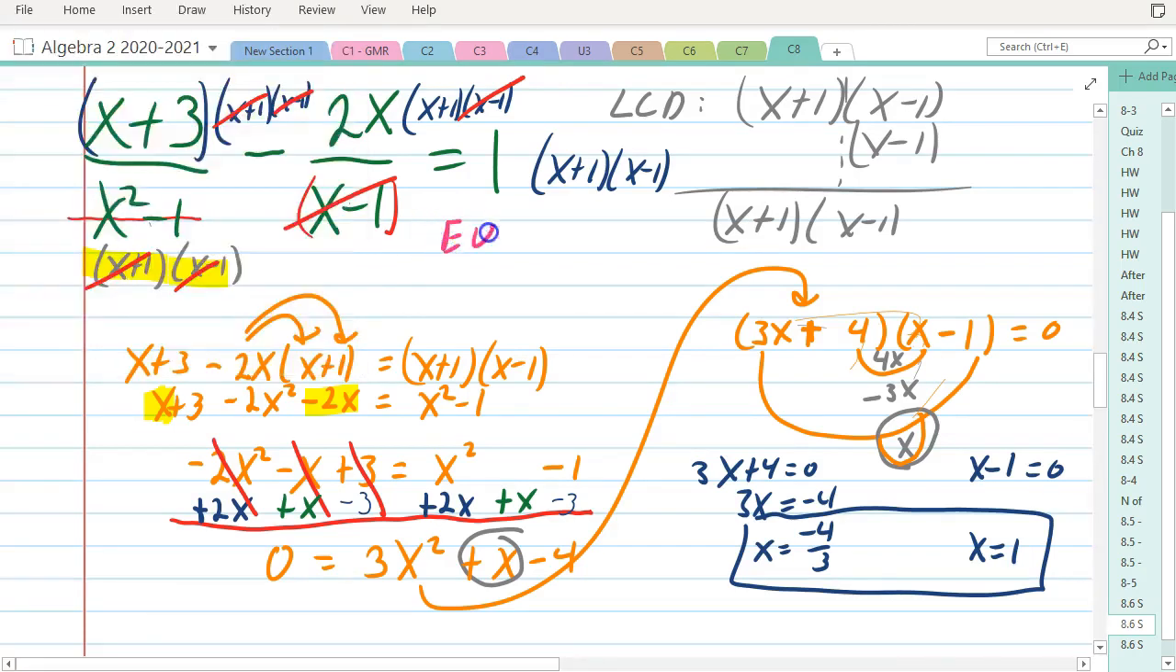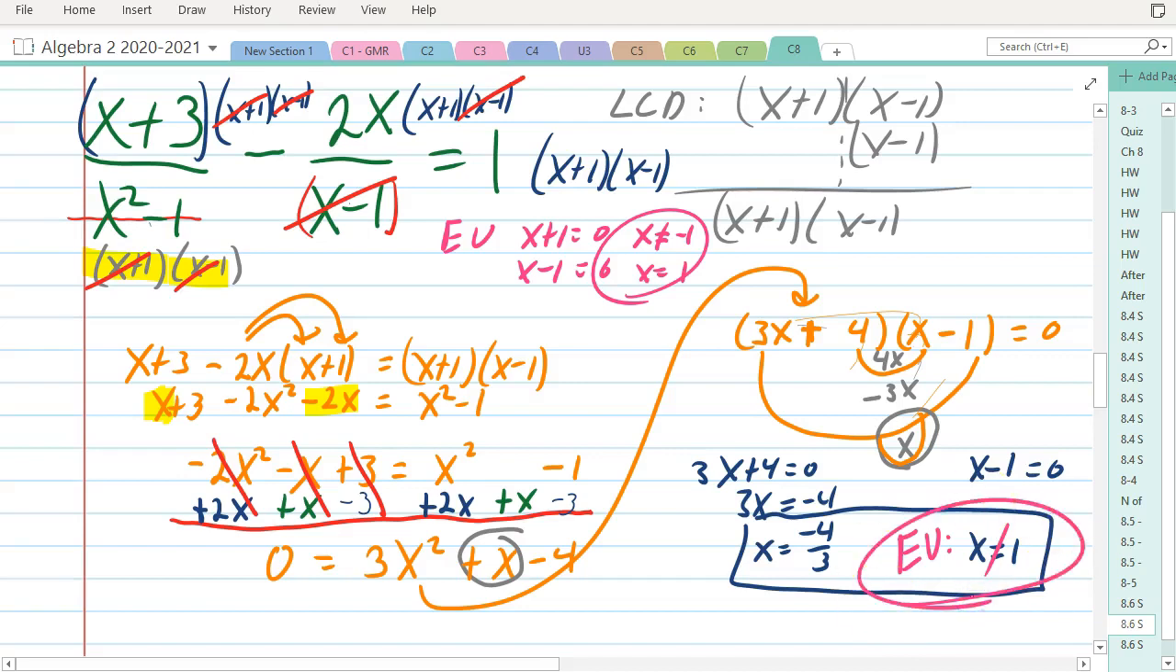And so for my excluded values, x plus 1 equals 0, x minus 1 equals 0, and the other one's another x minus 1, so I don't need to write it twice. It gives me x cannot equal negative 1 and x cannot equal positive 1. These are my two excluded values. So I have x equals negative 4/3, and x equals 1 does not work. So I would say I found an excluded value of x cannot equal 1, and that would be my answer: x equals negative 4/3, and an excluded value that I found of x cannot equal 1.